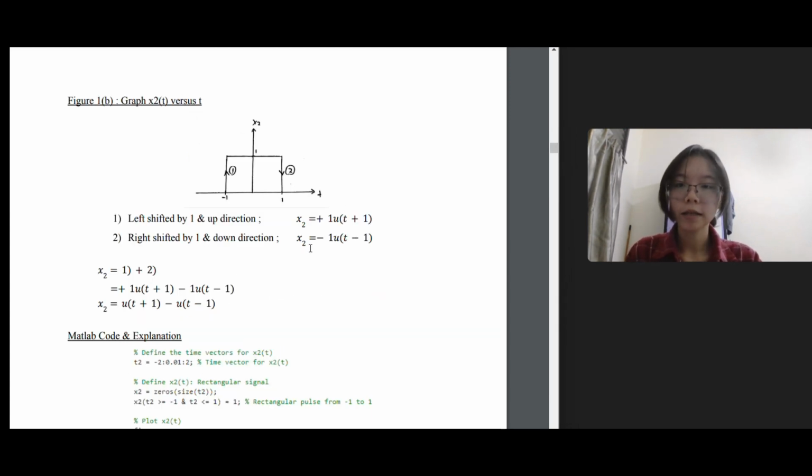Secondly, we have to find x2 in unit step functions. For x2, we can divide the graph into 2 parts only. Part 1 and part 2 have the same amplitude, which is equal to 1. Part 1 is in the upward direction and part 2 is in the downward direction, so they are positive and negative. And t naught is equal to negative 1 and 1. So we sum the elements together, we can find the equation for part 1 and part 2. And x2 is equal to the sum of part 1 and part 2. Now we can get x2 in unit step functions here.